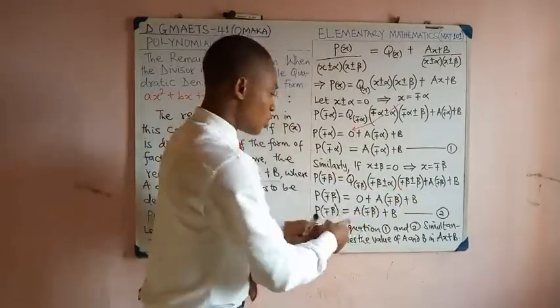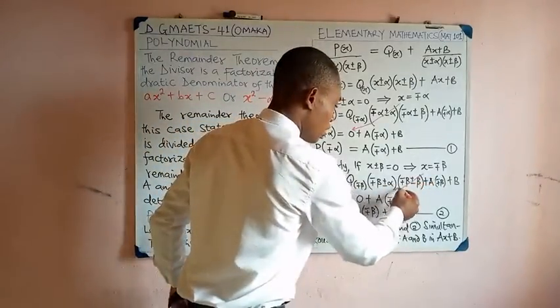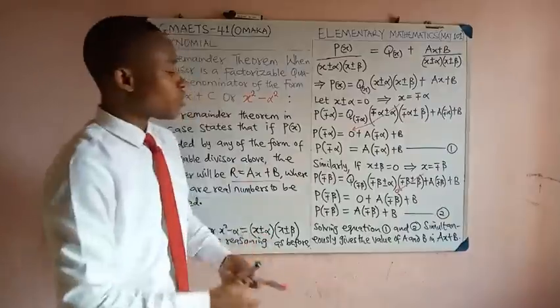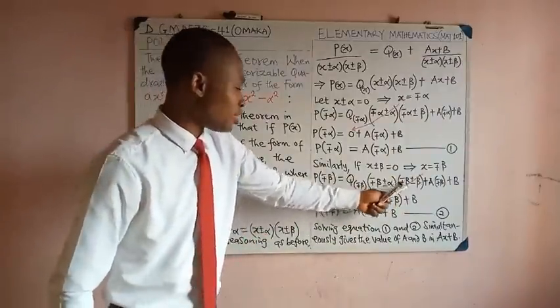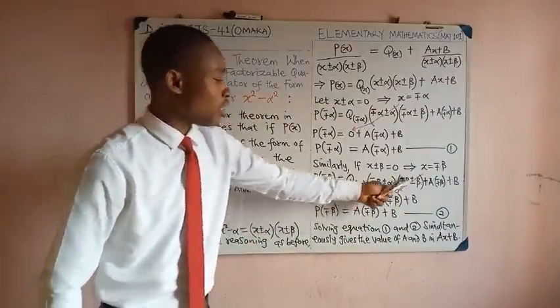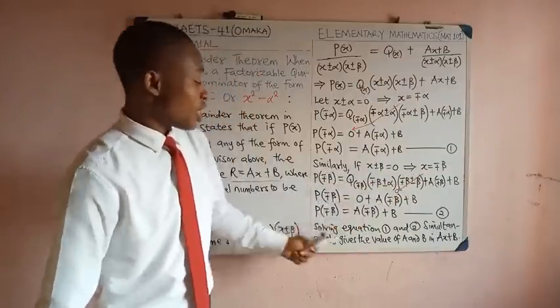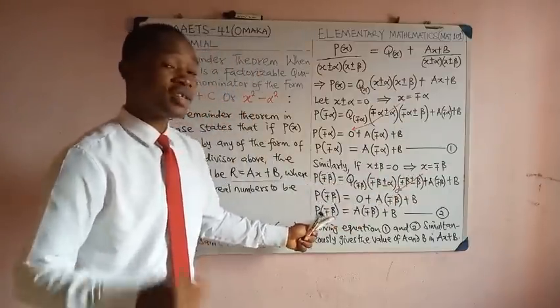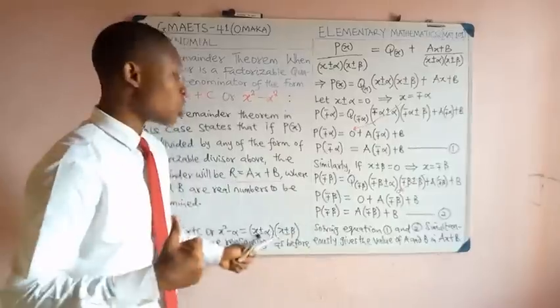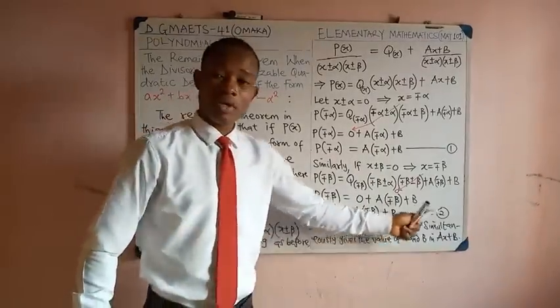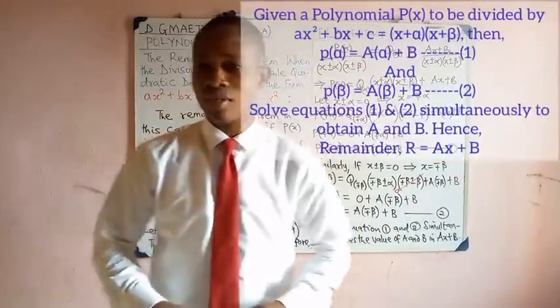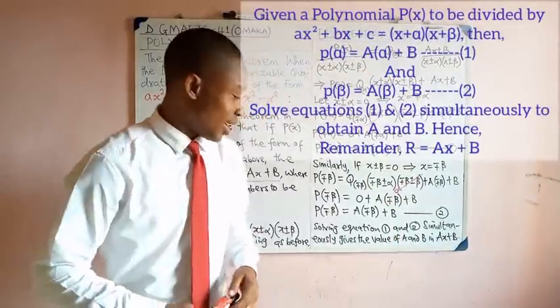And then take note, once again, that this will become 0. If it becomes 0, what is going to happen? 0 multiplying this bracket and this quotient turns these whole terms to 0. And that's what we have here. So that p of minus plus beta, that is the second value of x you obtain from the second factor, will now be equal to this term. Call it equation 2, then solve equation 1 and 2 simultaneously. And then you get your remainder ax plus b.